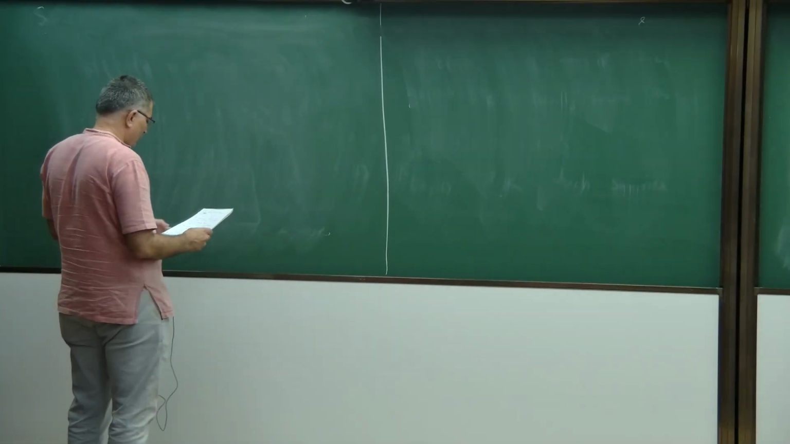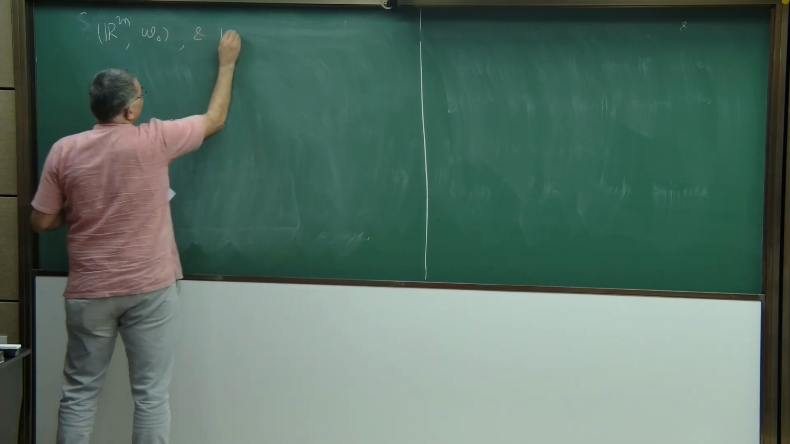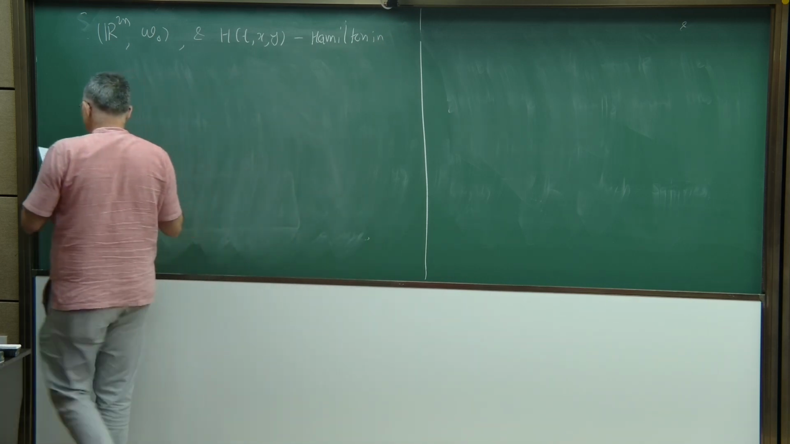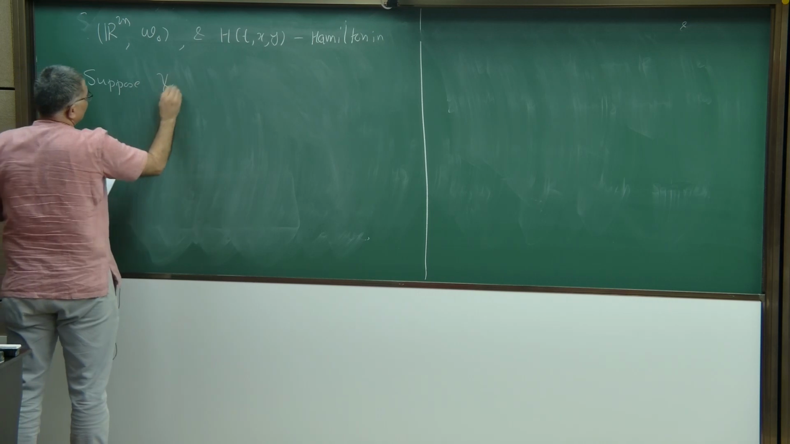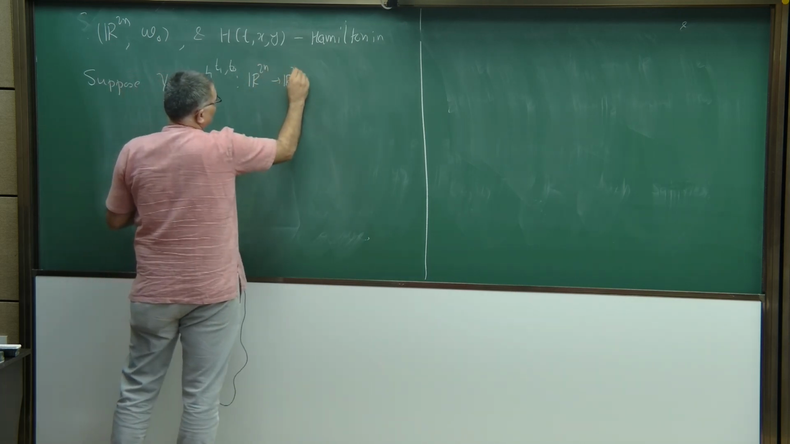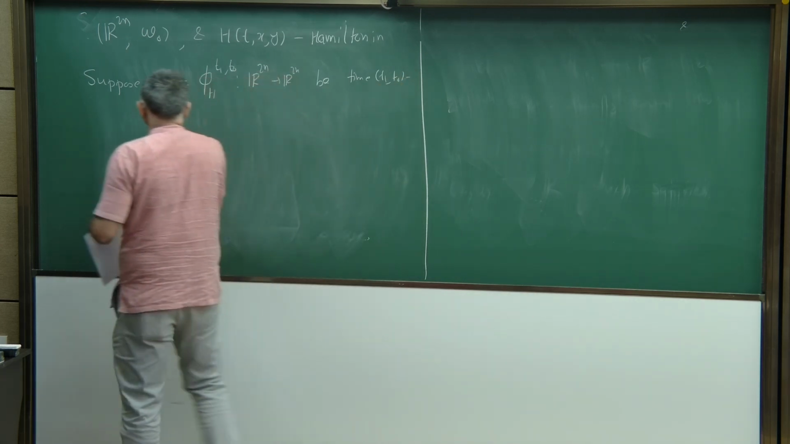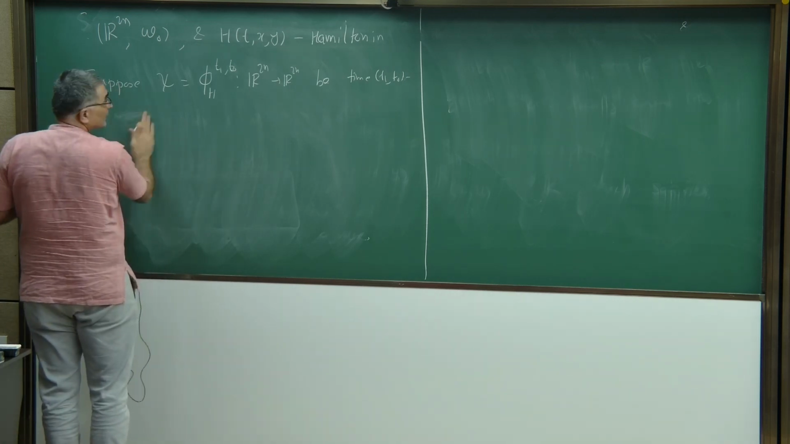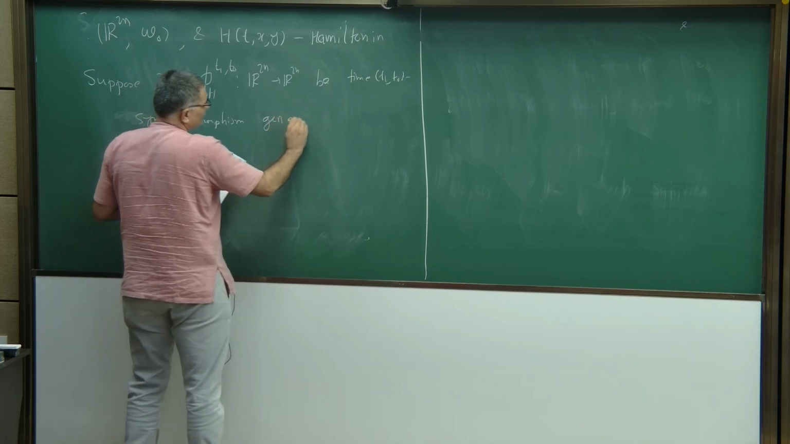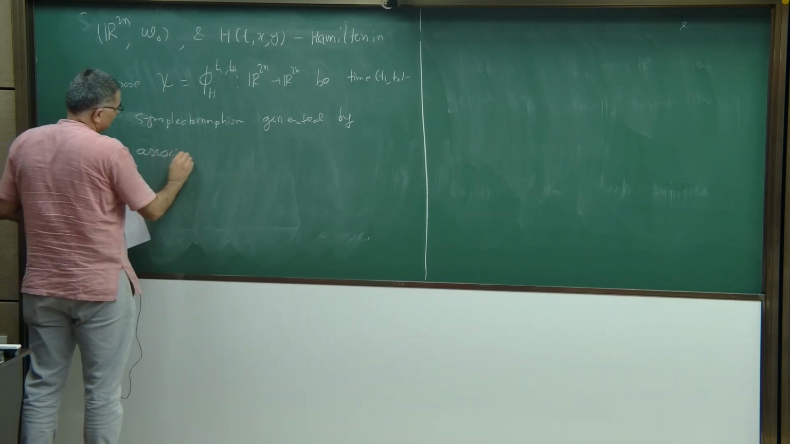Okay. So we have R^{2n}, omega naught, and a time-dependent Hamiltonian H_t(x, y). Let us suppose psi equal to phi_H be the time map generated by the associated Hamiltonian flow.